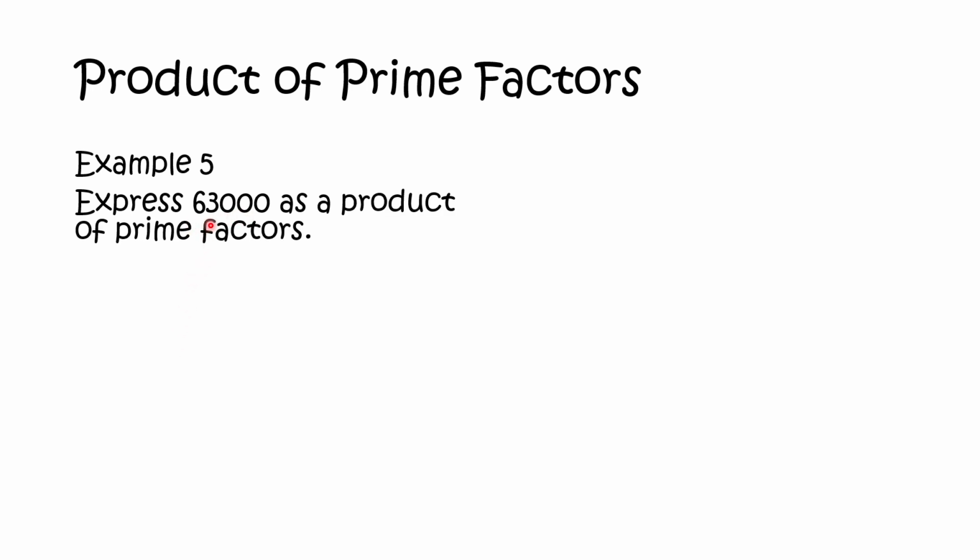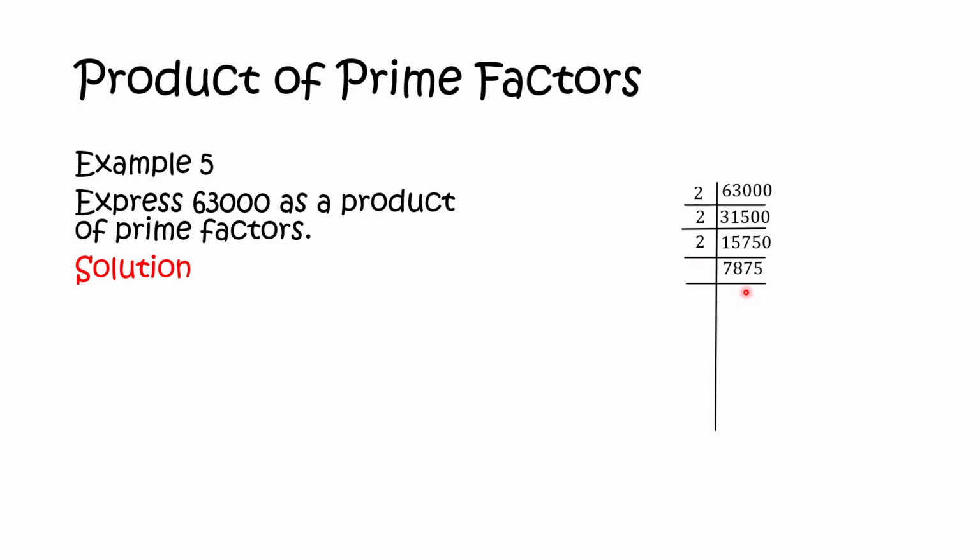Now, jumping into example 5. We have this huge number, 63,000. Yes, you heard me right, and you see the digit right. This is 63,000, and we want to express it as a product of prime factors. So the smallest prime factor we have here is still a 2. We divide that one by 2, we get 31,500. The smallest prime factor, still a 2. We get 15,750. 2 is still the smallest prime factor. We get 7,875.